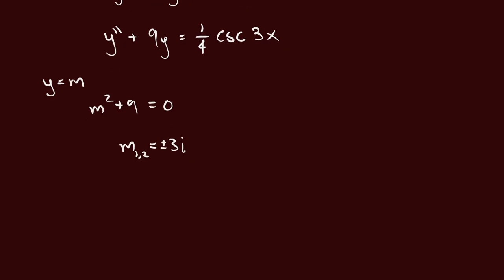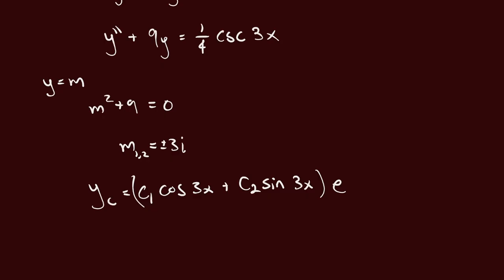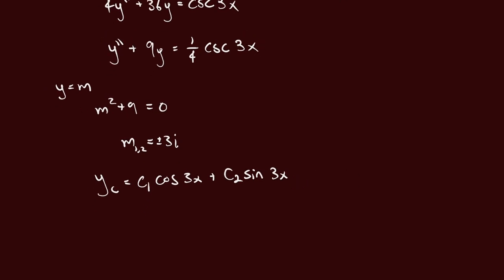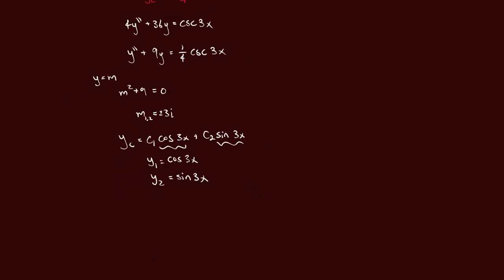So when we have imaginary numbers, yc is equal to c1 times cos of the imaginary component, which is 3x, plus c2 times sine 3x, and all of that multiplied by e to the power of the real component times x. The real component here is 0 times x, so that factor is just 1. So that's yc done. From yc, we're going to go to y1 and y2. y1 will just be this portion, y2 will be this portion, and now we're going to use this to solve for yp.